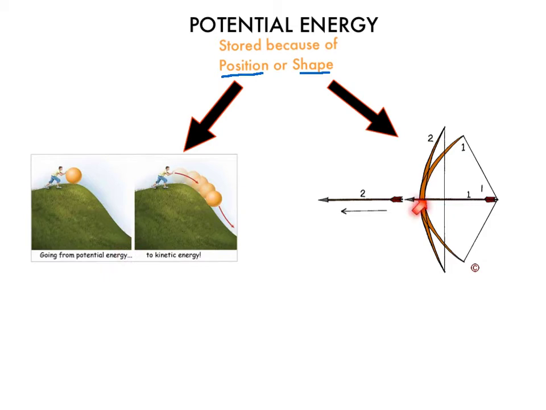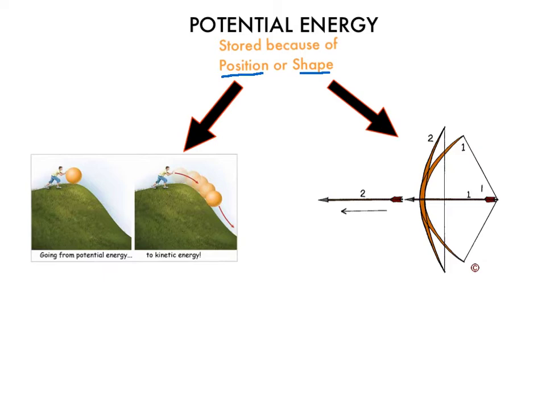Bow and arrow is an example of storing energy. If I pull this back, I can store energy. And if I let it go, that will get converted into kinetic energy. So again, I'm storing energy because of shape in this case. So that's what potential energy is.